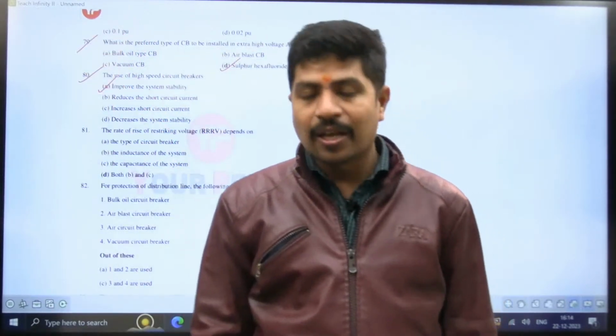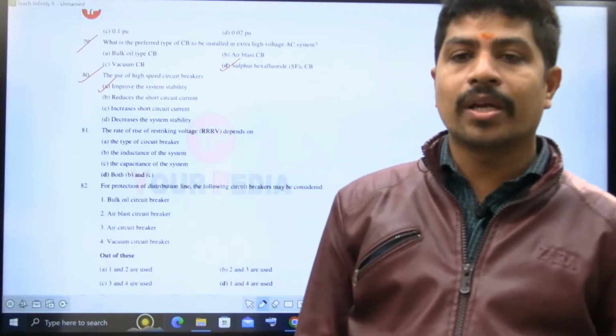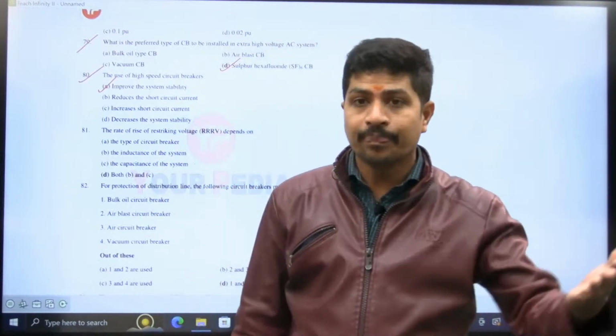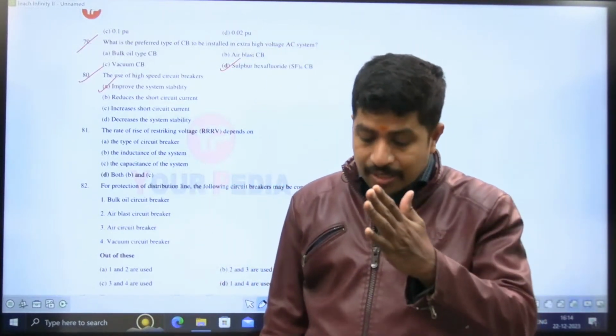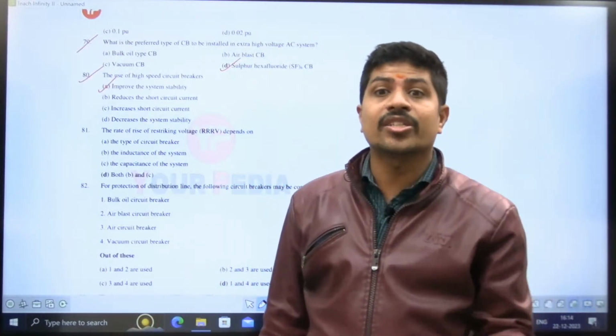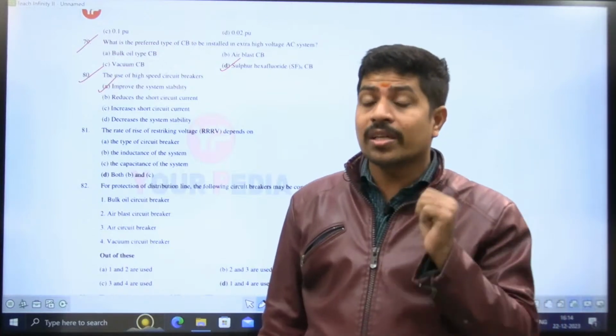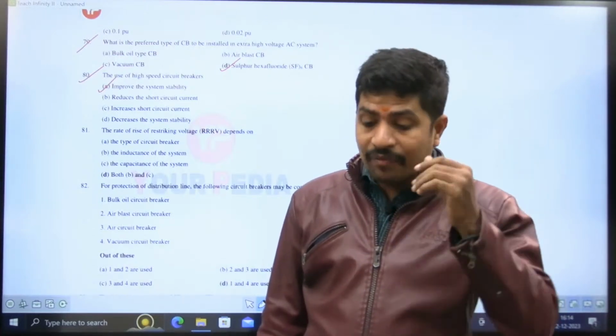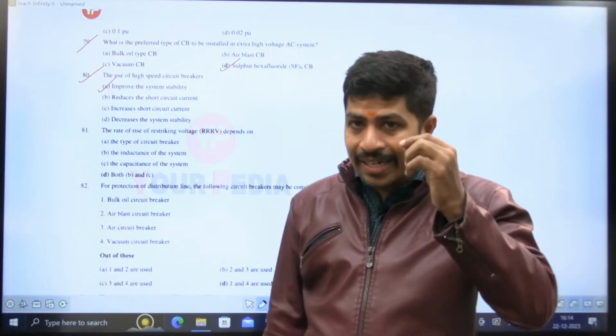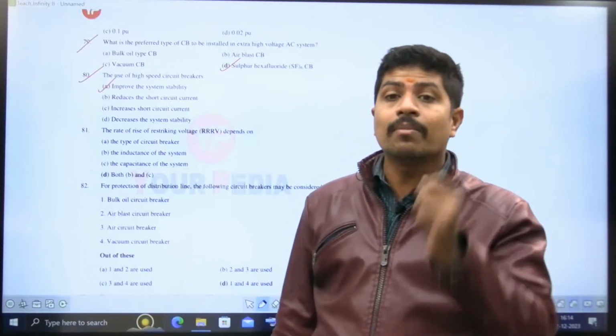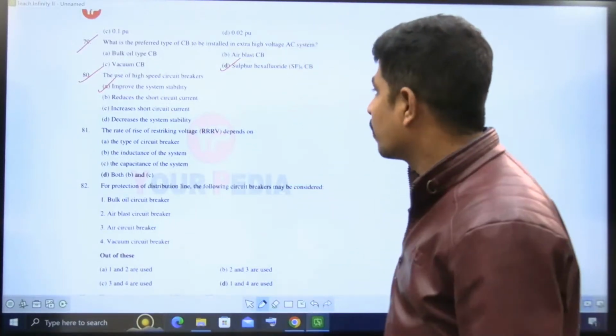Yes, I said that. See, use of high speed circuit breakers will improve the stability because as and when the fault occurs, it has to be cleared by the circuit breaker. Or the faulty section must be disconnected from the healthy section. Otherwise, after some time, what is the time? Critical clearing time. Even at the critical clearing time, if the fault is not cleared, the system will become unstable. This one I will explain in class.